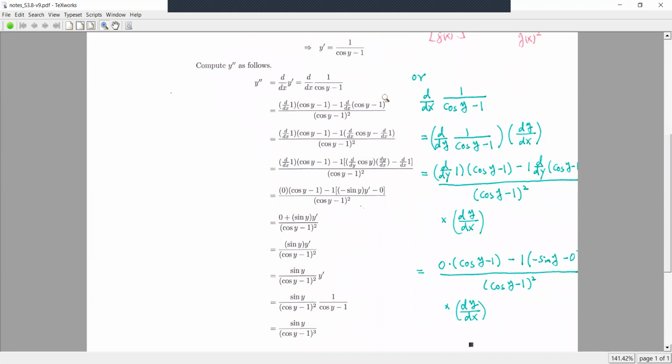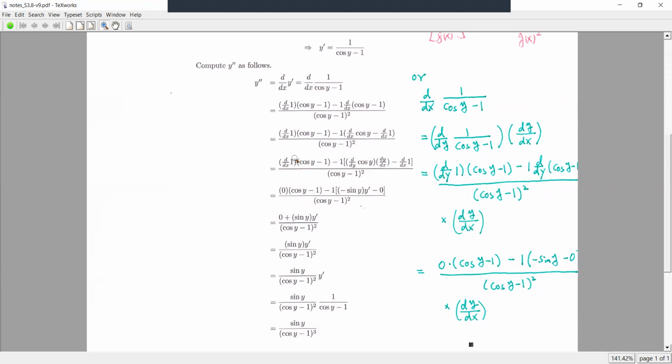Then about this derivative, I apply the difference formula, then I have this equation. About this derivative of cosine of y with respect to x, I need the chain rule to compute it. By the chain rule, I can write this derivative as the product of these two derivatives. If I cancel dy from the bottom and from the top, then this product goes back to this derivative.